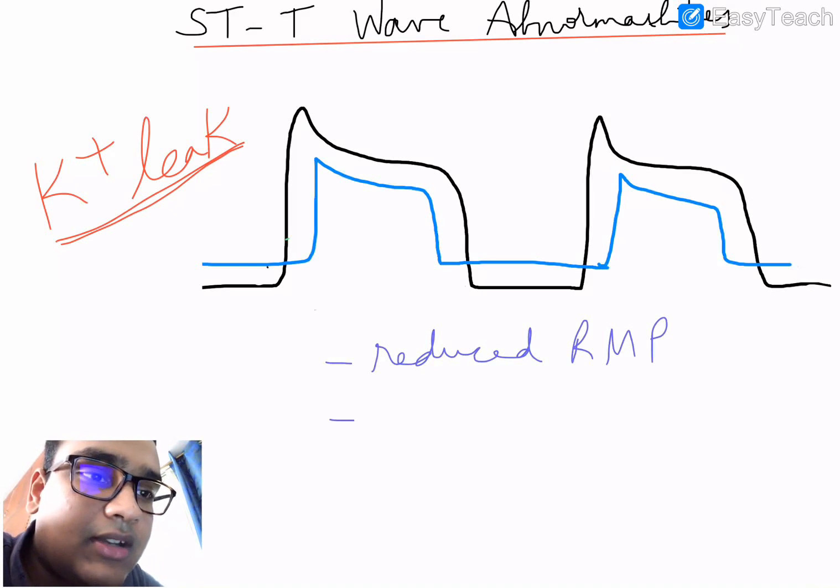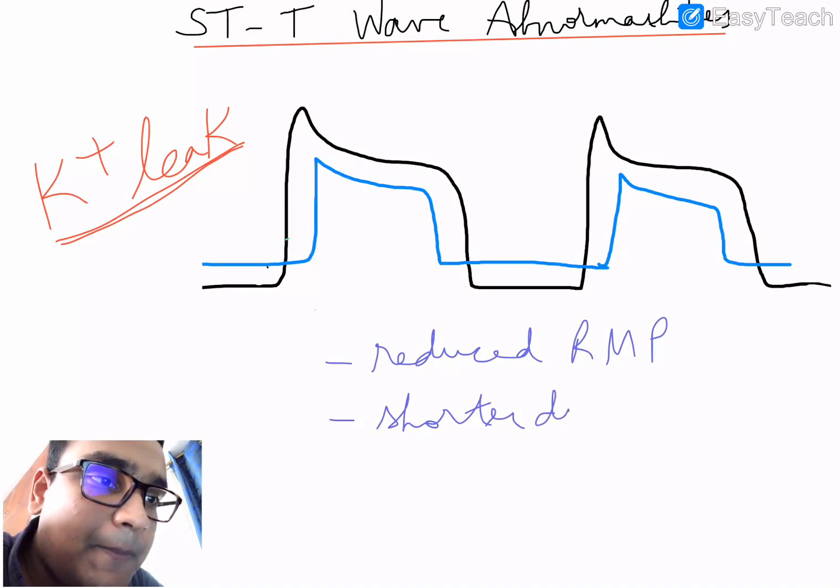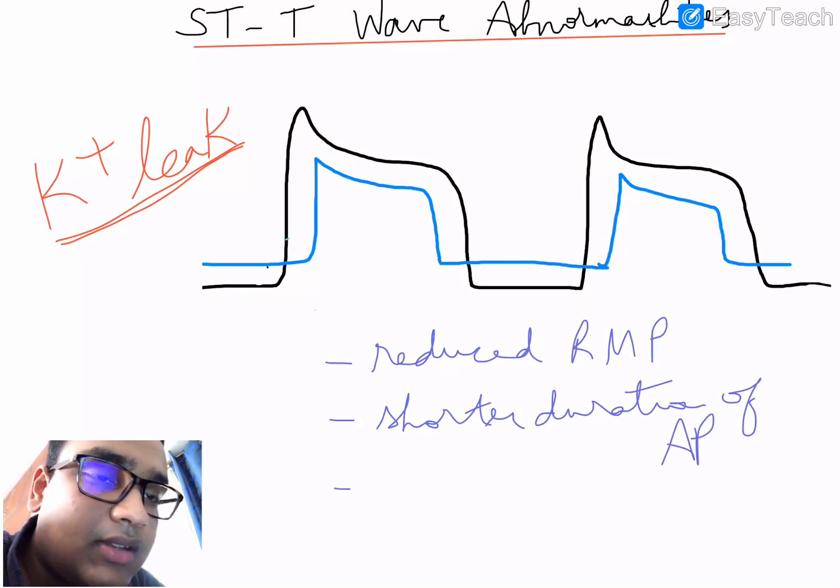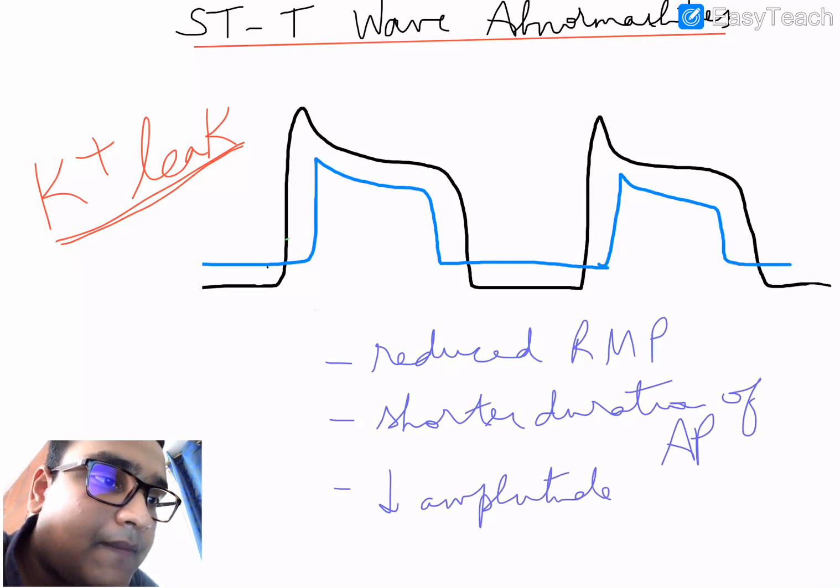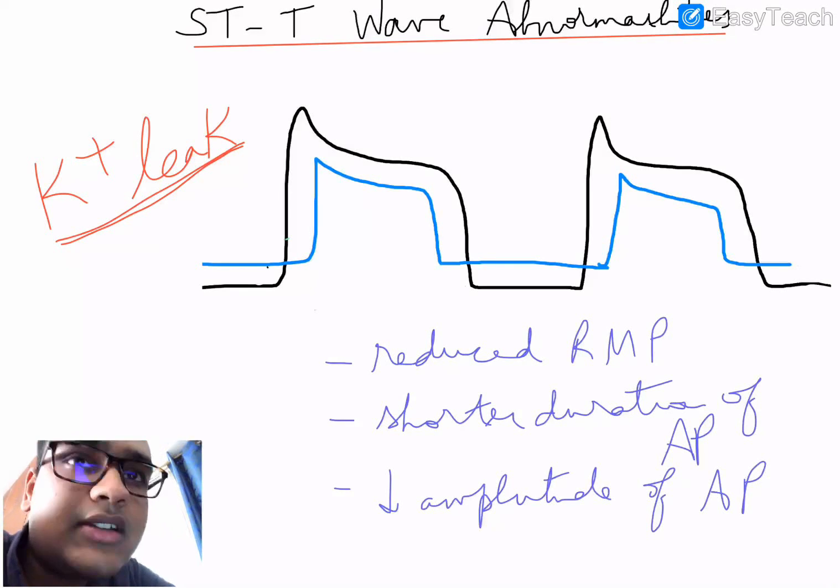The second thing that happens is shorter duration of action potential. Because of potassium ion leakage, there is shorter duration of action potential. The third thing that happens is decrease in the amplitude of action potential. All these three, let us see in this picture here.